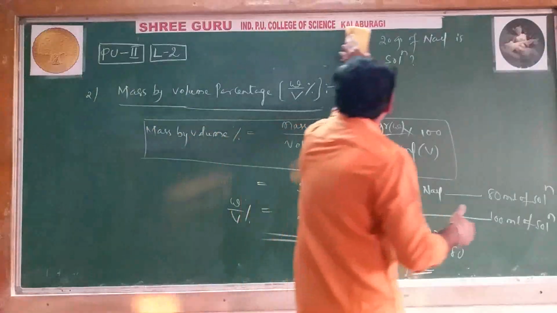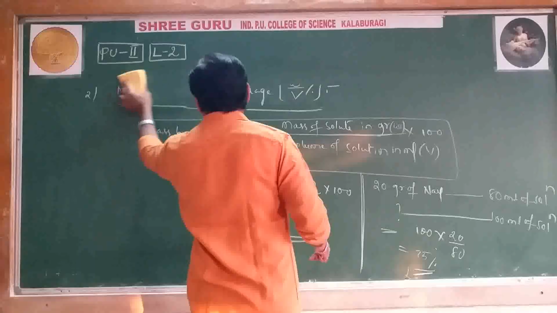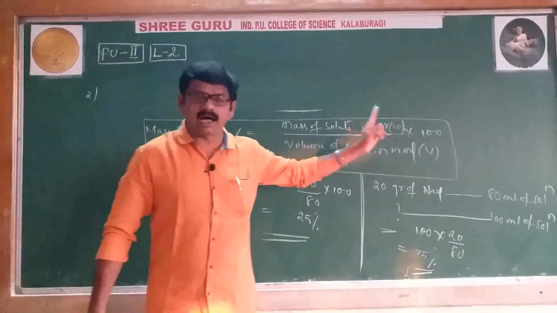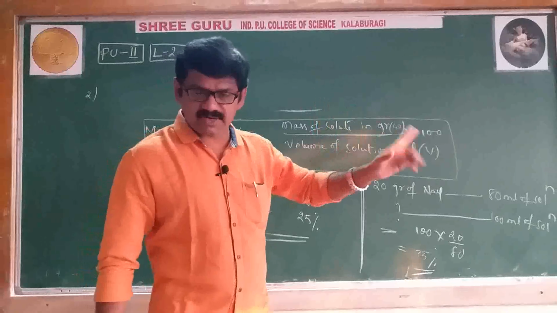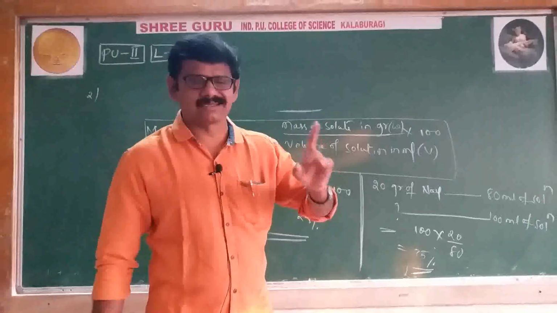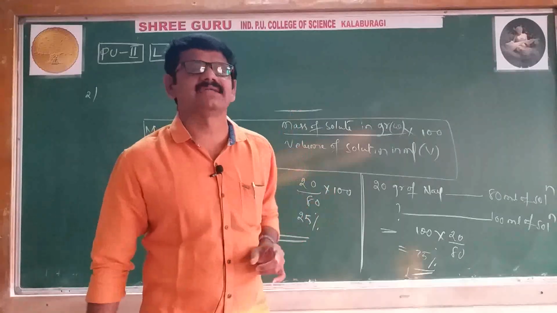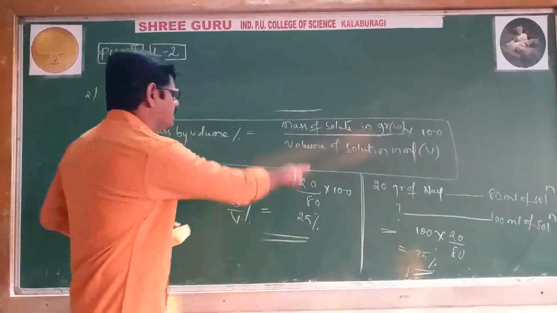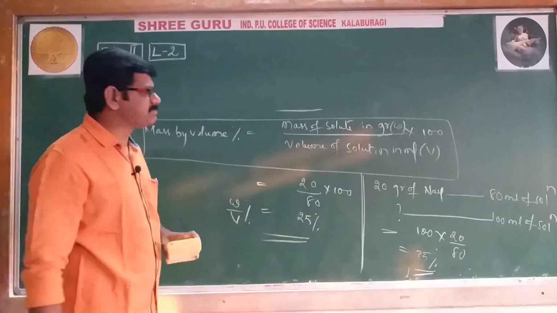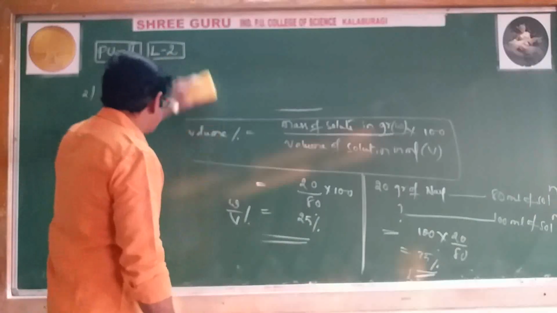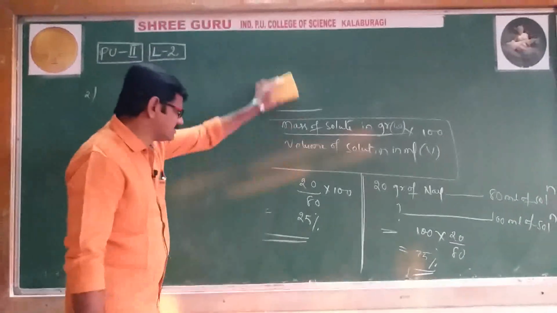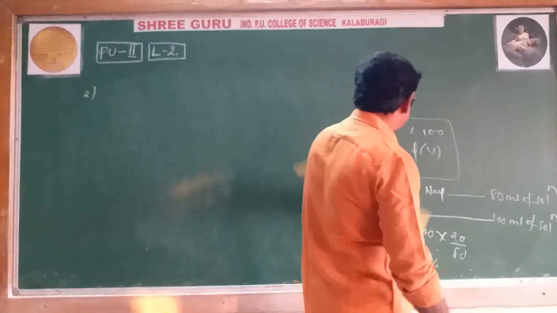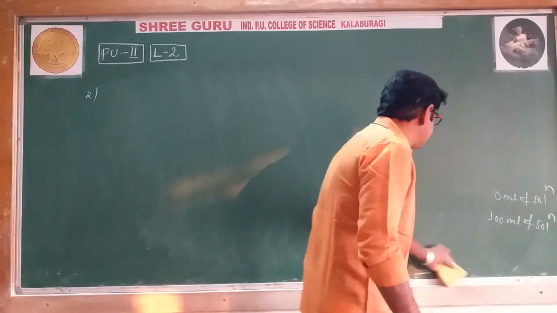Next we will go to mass percentage. See here, wherever a volume term is there, that concentration term is a temperature dependent term. That's why it is also a temperature dependent term only, because a volume term is there. Now we'll go to the third one, mass percentage.